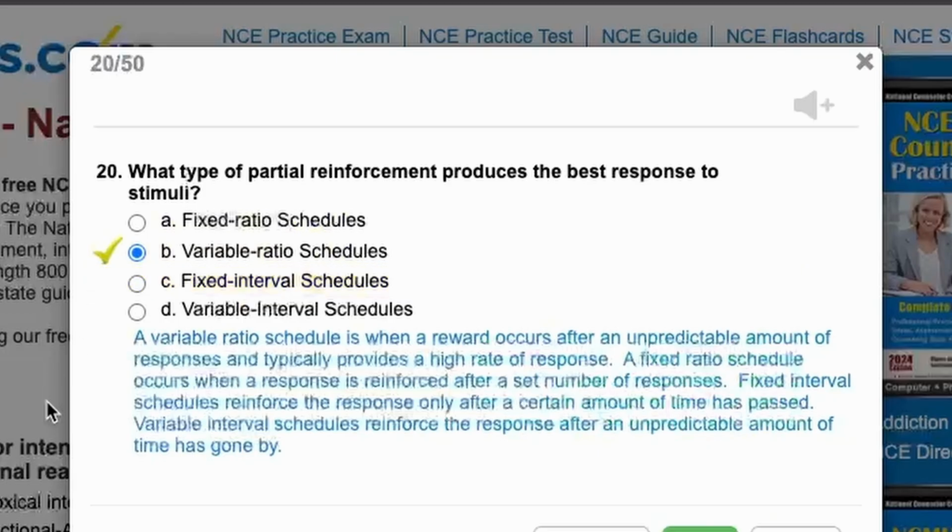B. A variable ratio schedule is when a reward occurs after an unpredictable amount of responses and typically provides a high rate of response. A fixed ratio schedule occurs when a response is reinforced after a set number of responses. Fixed interval schedules reinforce the response only after a certain amount of time has passed. Variable interval schedules reinforce the response after an unpredictable amount of time has gone by.